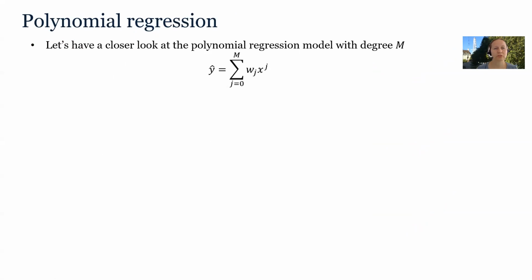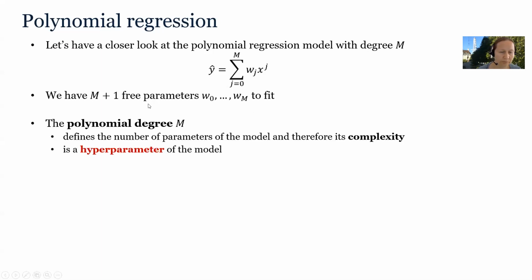So let's have a closer look at polynomial regression. We have m+1 free parameters, which are these weights w for the polynomial with degree m. So you can see that the polynomial degree m actually defines the number of parameters of the model and therefore its complexity. And this polynomial degree is also called a hyperparameter of the model.